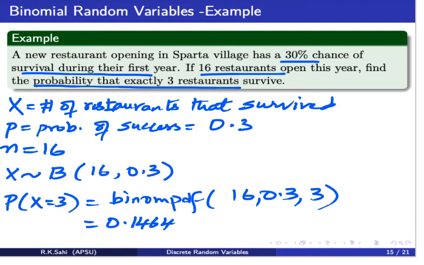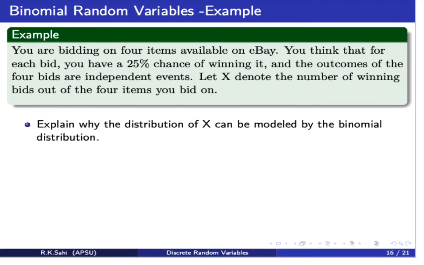Okay, let's talk about another example. We're going to look at eBay here. So the question is, you're bidding on 4 items which are available on eBay. You think that for each bid, you have a 25% chance of winning it, and the outcomes of the 4 bids are independent events. So let capital X be the number of winning bids out of the 4 items you bid on. Now the question is, is this a binomial distribution?